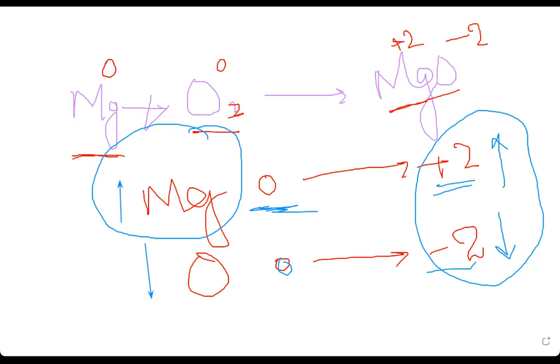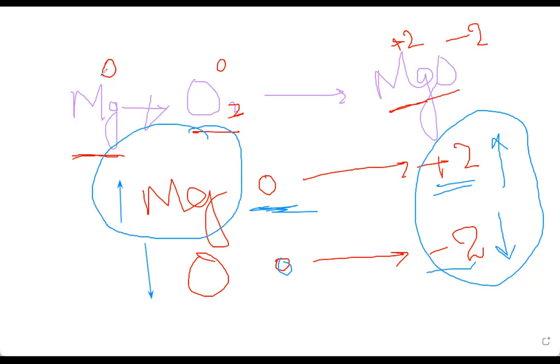So magnesium was not doing anything before the reaction. You know, magnesium is not making any bond at the reactant side. So it was alone, resting alone. So what is the oxidation state? Zero. It is not gaining or losing electrons before the reaction.